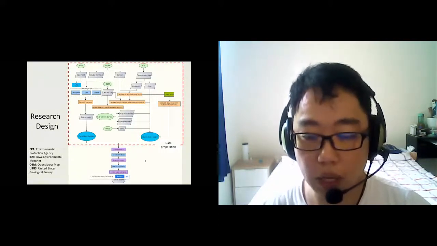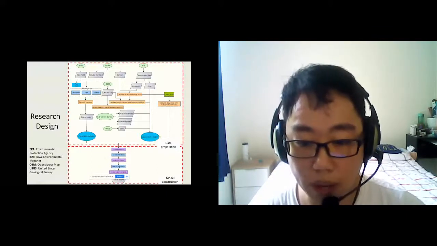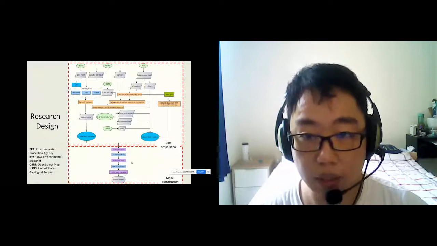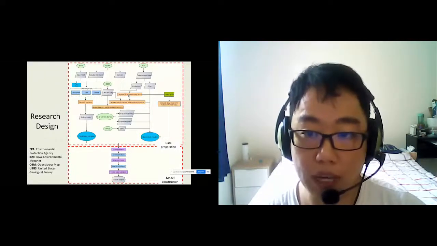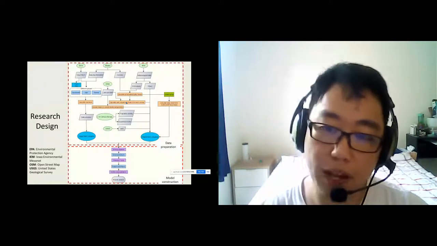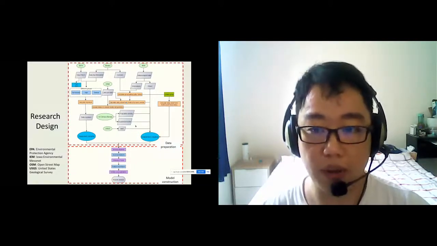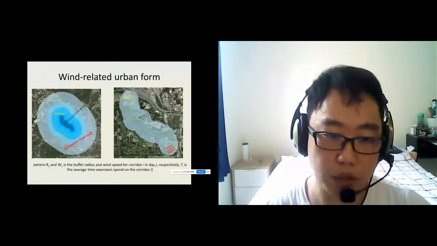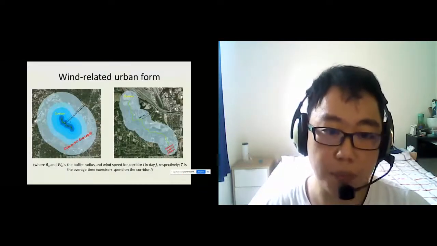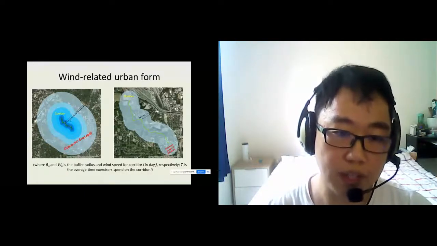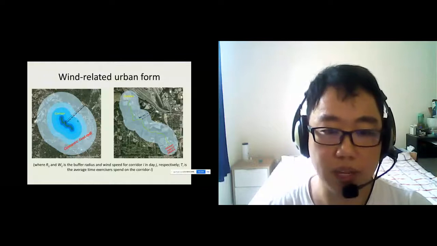And finally, we incorporate all the variables into the random forest model and compare the results between two groups of models. One uses a wind-related buffer radius, and the other uses a predefined buffer radius. And I will explain here. Usually in previous studies, many researchers calculated the urban form within a predefined concentric buffer radius such as 50 meters or 100 meters, that sort of thing.